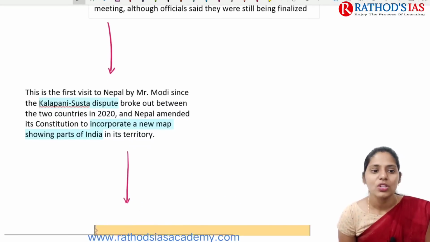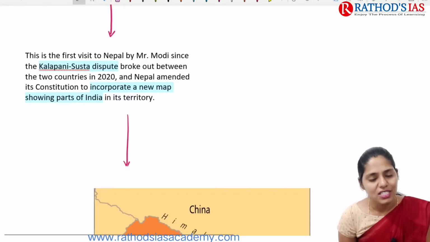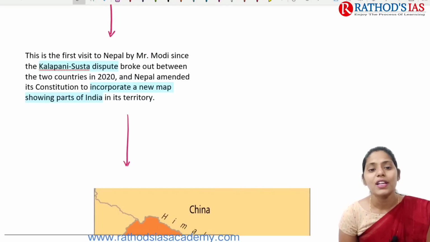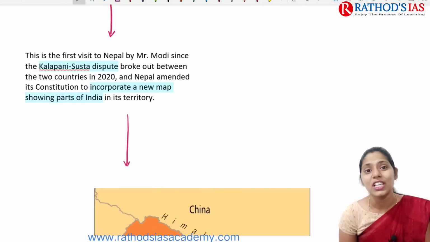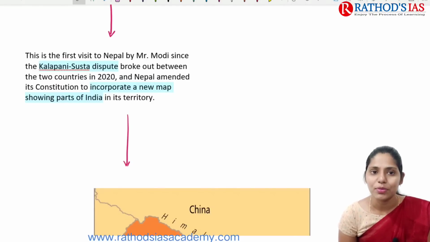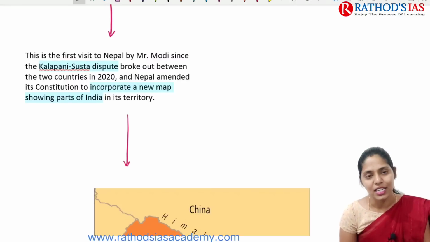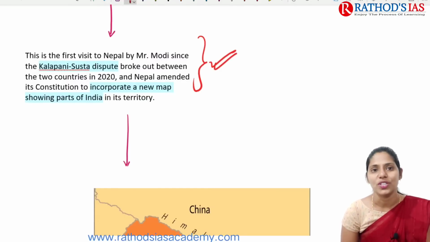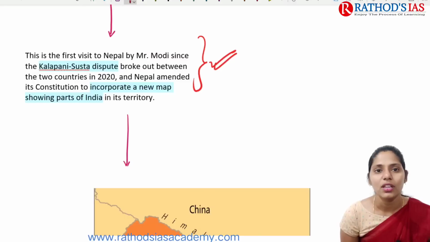If you're asking why this meeting is important, it is because of the Kalapani-Susta dispute that broke out between India and Nepal in 2020, after which Nepal amended its constitution to incorporate a new map showing parts of India as its territory. So after 2020, we are going to have this first visit, and because of this it is very, very important.